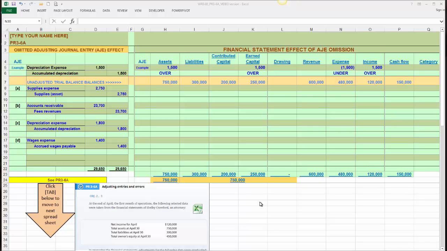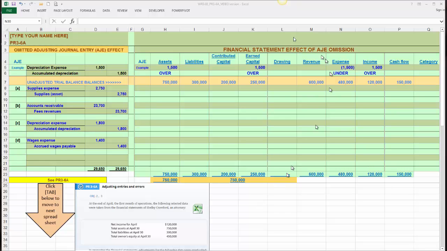Hello, Business 201. This illustration shows the solution to problem 6.3a, the effects of omitting adjusting journal entries from the financial statements. This is a follow-on exercise to an exercise that we did in a previous day that showed the effects of adding adjusting journal entries. We are just doing the opposite.